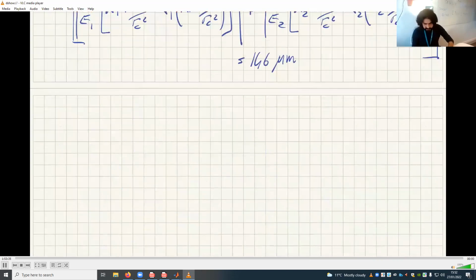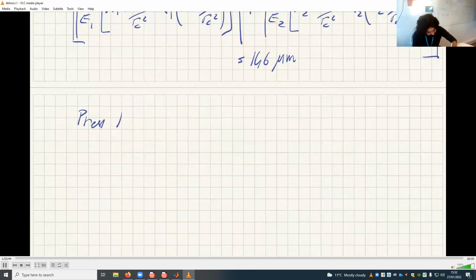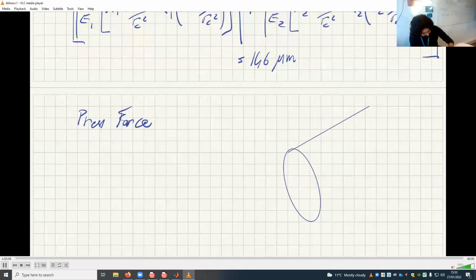The last part is the most interesting one, which says, what is the press force? Now, I have a situation like this. This is my shaft. This is the shaft. Now, the collar is 75 millimeters long. This distance here is L.